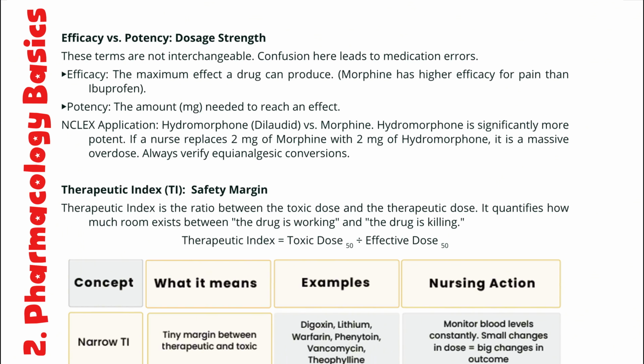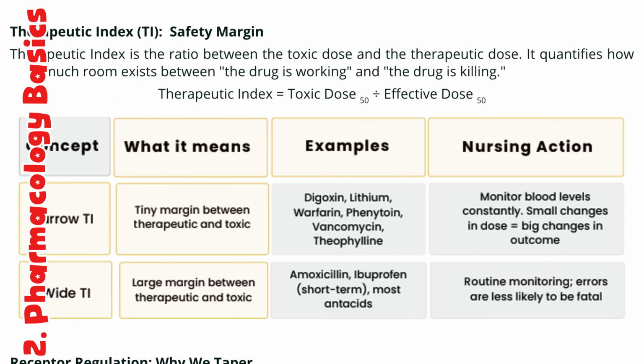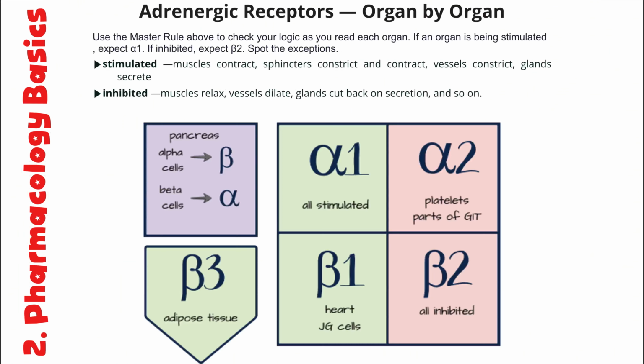One more number worth knowing: therapeutic index, the safety margin between a drug's effective dose and its toxic dose. A narrow therapeutic index means a small change in dose or blood level can swing a patient from therapeutic to toxic. Digoxin, lithium, warfarin, phenytoin, vancomycin, and theophylline all live in this category, which is exactly why they all require blood level monitoring.